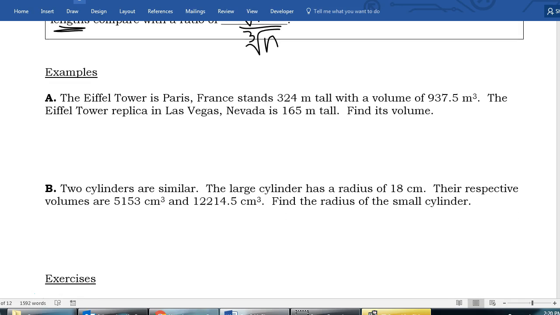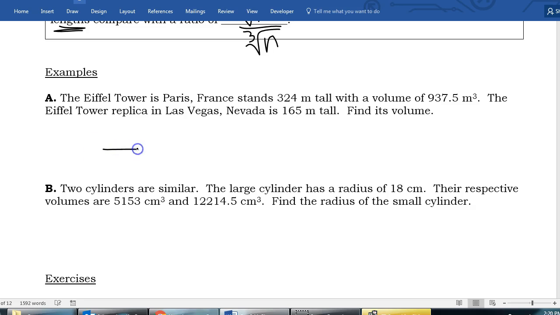There is an Eiffel Tower in Paris, France that stands 324 meters tall with a volume of 937.5 cubic meters. The Eiffel Tower replica in Las Vegas, Nevada is 165 meters tall. We're going to try to find the volume of that.